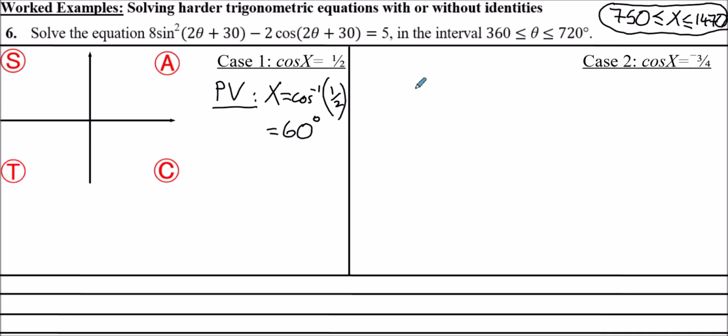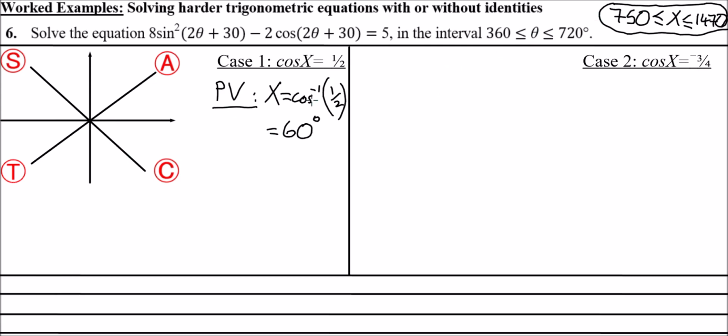So 60 is in the range. So 60 is one of those allowed values, but it's not going to be the only one. So what am I talking about? 60 is not, it needs to be between 750 and 1470. So 60 is obviously far too low.